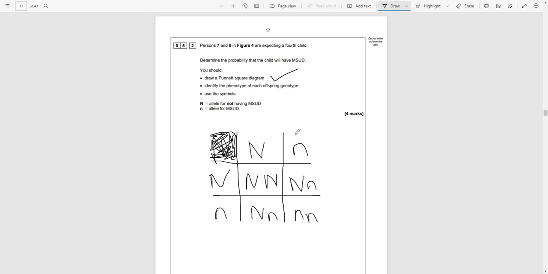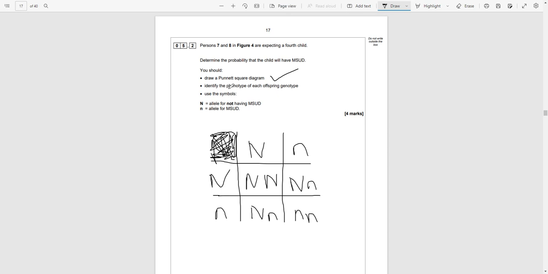You'd actually get, on this particular example, a mark for putting in the correct alleles from each of the parents, and then a mark for correctly crossing them and completing your diagram. Okay, so that's as far as we've got.